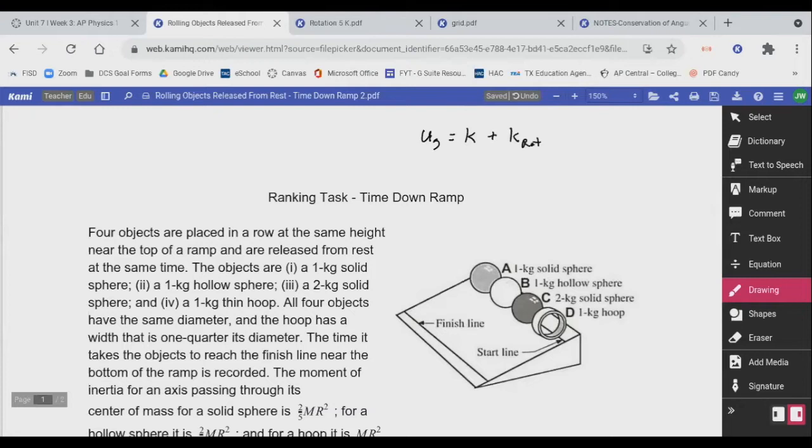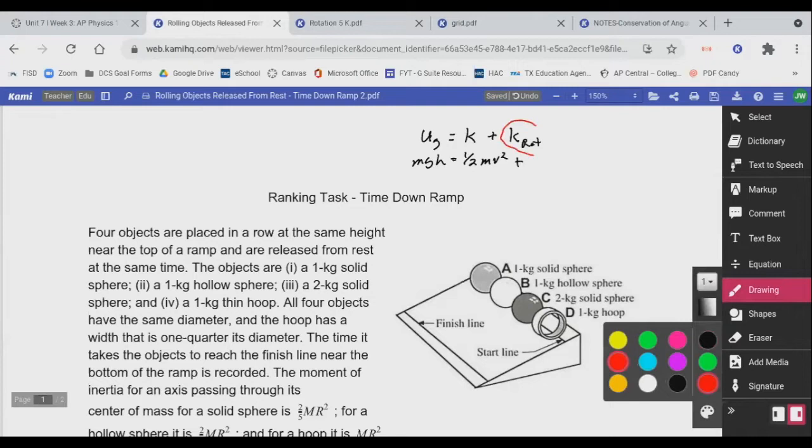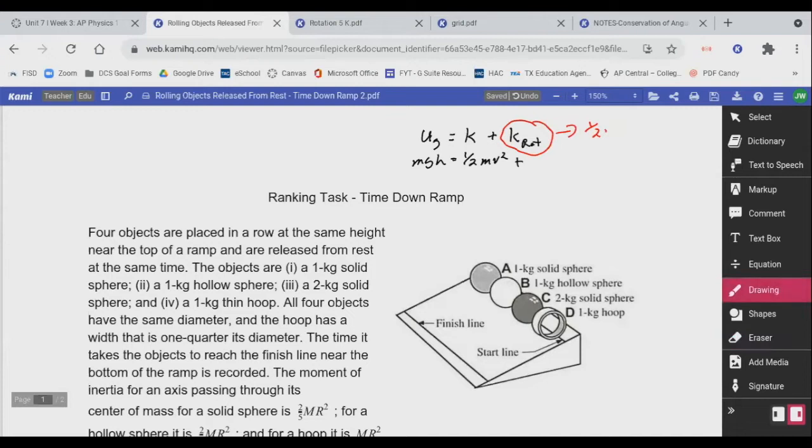Now, if UG is mgh, and then kinetic energy is 1/2 mv squared, and then K rot, okay, let me do this off to the side in a different color. So K rot, that is essentially what, 1/2 times m... No, it's 1/2 I. 1/2 IR squared? No, that's not right. 1/2 I, what is it? Omega squared? Right, I'm going to keep you on your toes. 1/2 I omega squared. And then what is essentially I? I is the rotational inertia.